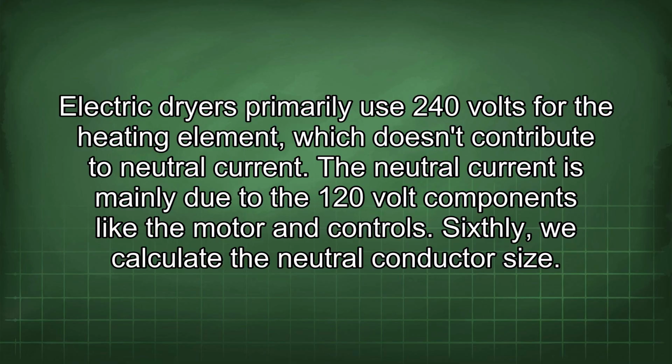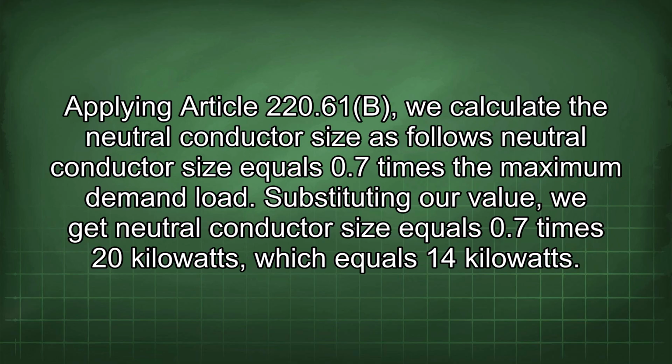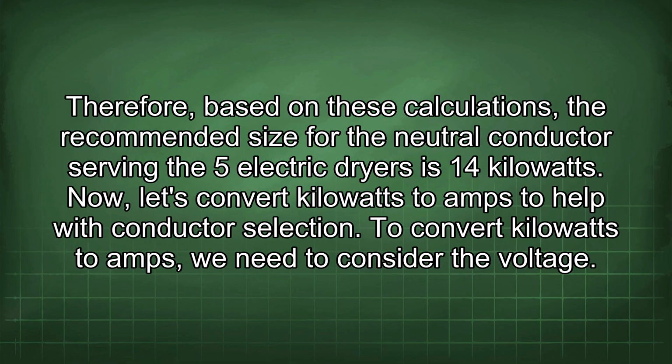Sixthly, we calculate the neutral conductor size. Applying Article 220.61(B), we calculate the neutral conductor size as follows. Neutral conductor size equals 0.7 times the maximum demand load. Substituting our value, we get neutral conductor size equals 0.7 times 20 kilowatts, which equals 14 kilowatts. Therefore, based on these calculations, the recommended size for the neutral conductor serving the 5 electric dryers is 14 kilowatts.